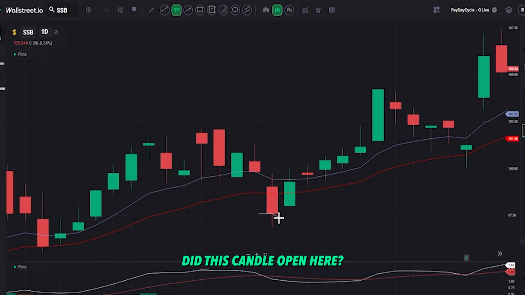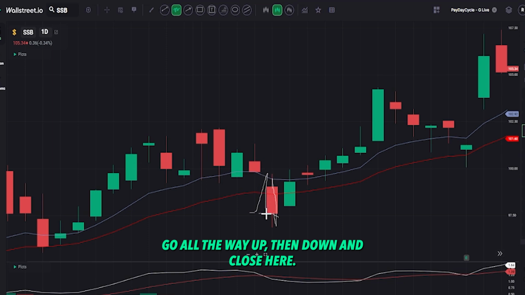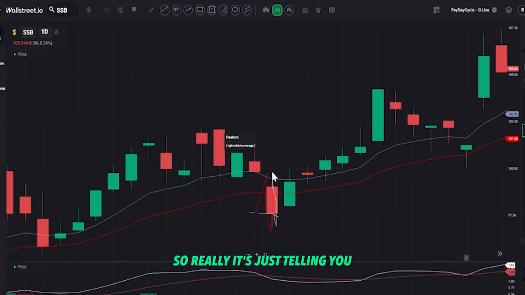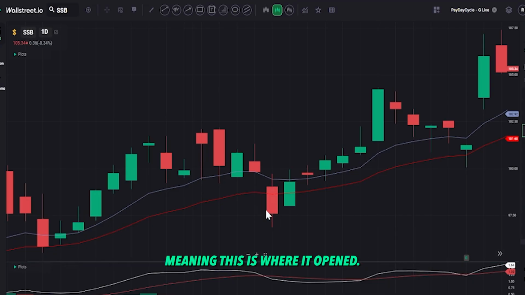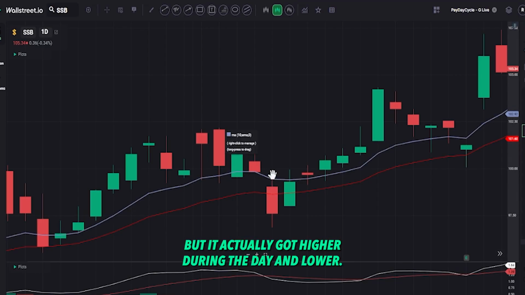Did this candle open here, then trade throughout the day down here and then go up and close here? Or did it open here, go all the way up, then down and close here? All that action, we don't know. So really, it's just telling you the open, high, and low is more volatile. Meaning, this is where it opened, that's where it closed, but it actually got higher during the day and lower.